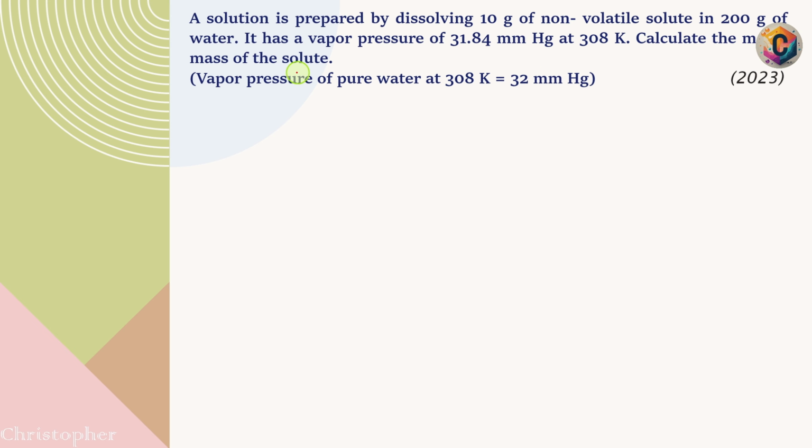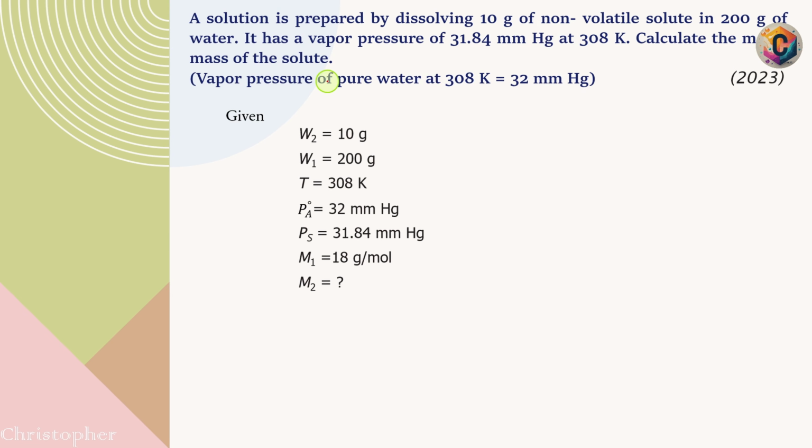The vapor pressure of pure water has also been given. This question was asked in 2023. So let us write the given data. W represents mass, 2 represents solute, so W2 is mass of solute, which is 10 gram. W represents mass, 1 represents solvent. Mass of solvent you have taken is 200 gram. The temperature at which that experiment is done is 308 Kelvin.